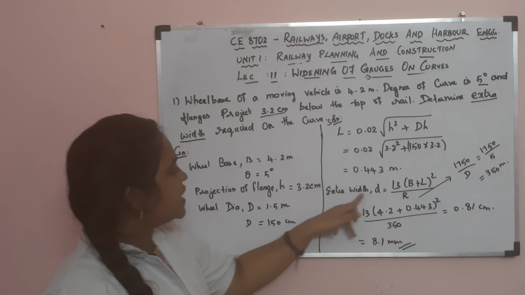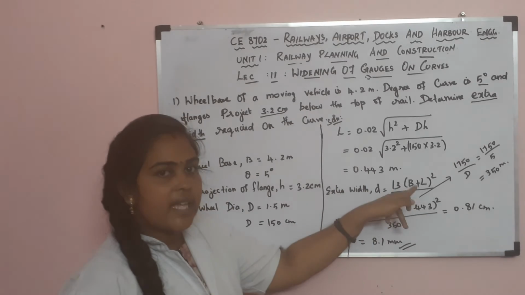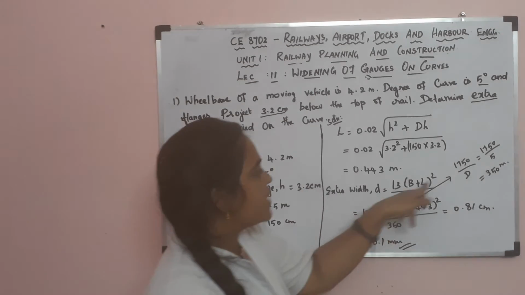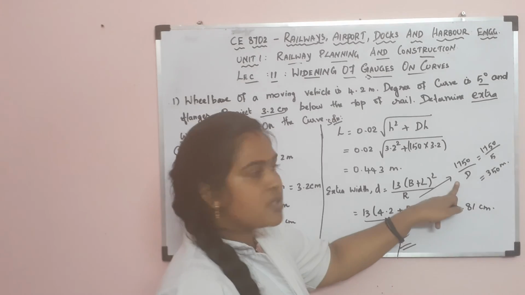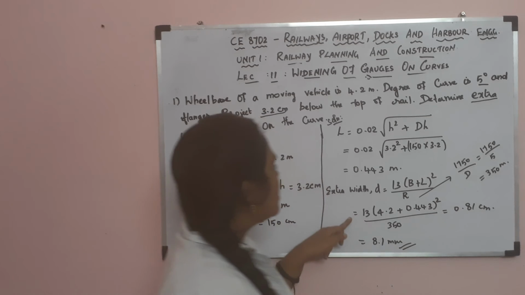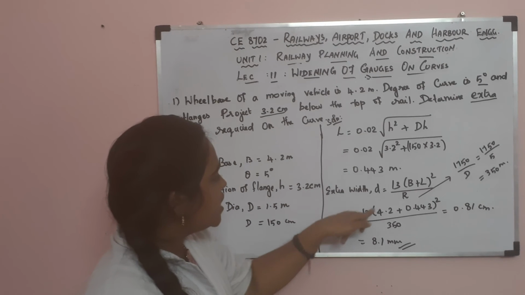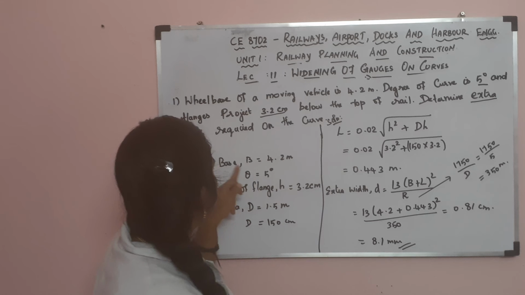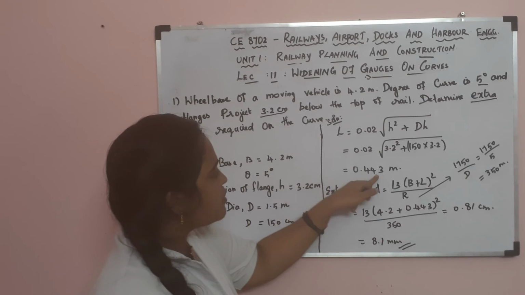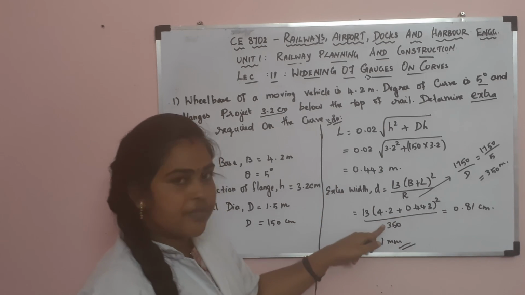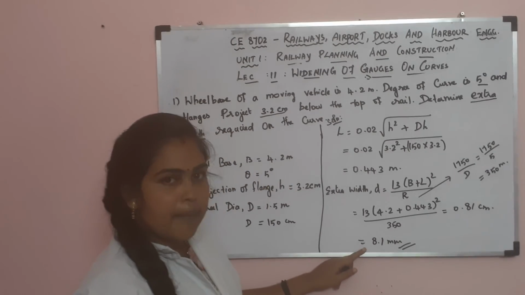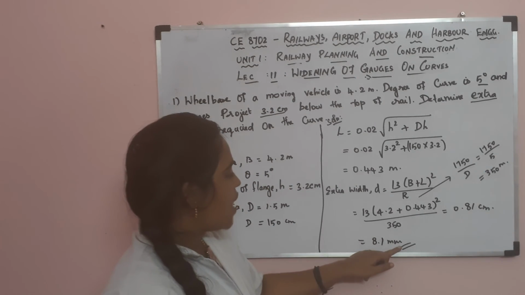Now extra width D is equal to 13 into (B plus L) the whole square divided by R. R is the radius of the curve. So radius of the curve is calculated by the formula 1750 divided by D. That is 1750 divided by 5 is equal to 350 meter. So now 13 into (4.2, that is B value is 4.2, plus this L value is 0.443) the whole square divided by 350 is equal to 0.81 centimeter. So while changing to mm, it is 8.1 mm.